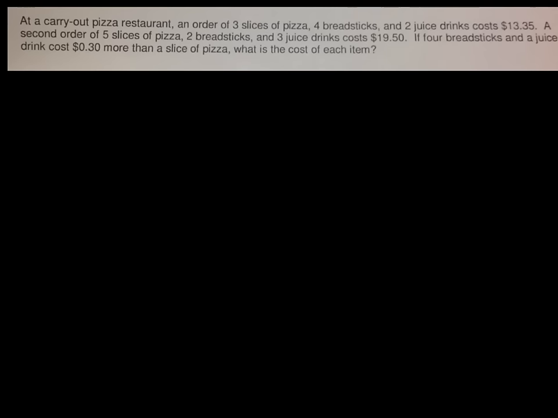So now, to make this just a little bit harder on you, we're going to be using the matrices method, the easy method, with our difficult problems, our word problems. So let's practice one of those. At a carry-out pizza restaurant, an order of 3 slices of pizza, 4 breadsticks, and 2 juice drinks costs $13.35. A second order of 5 slices of pizza, 2 breadsticks, and 3 juice drinks costs $19.50. If 4 breadsticks and a juice cost 30 cents more than a slice of pizza, what is the cost of each item?